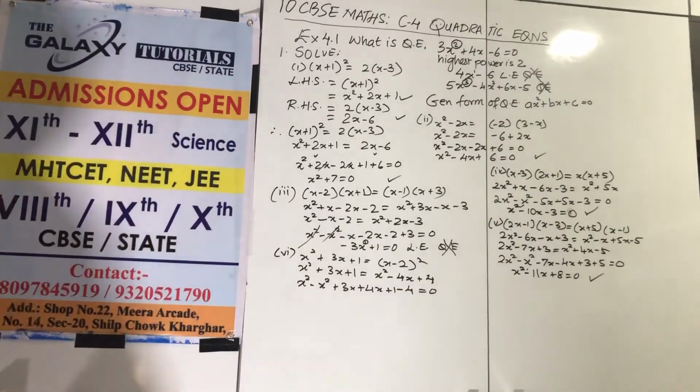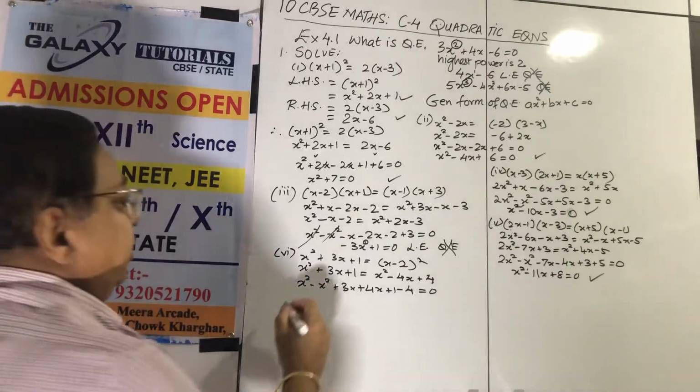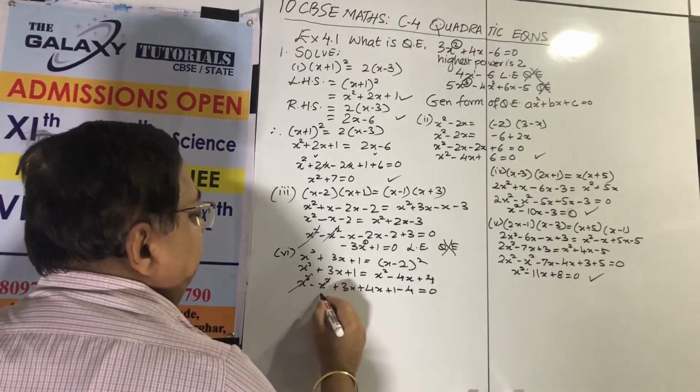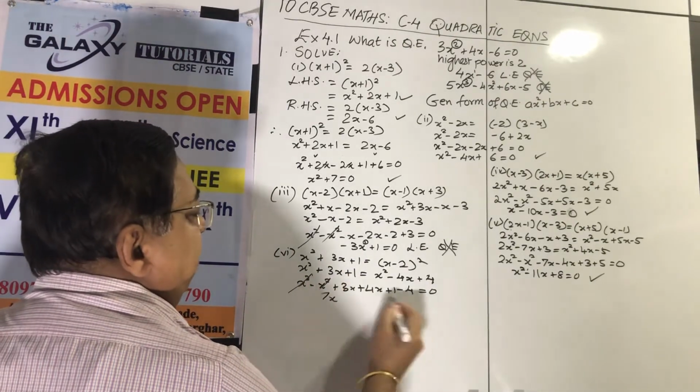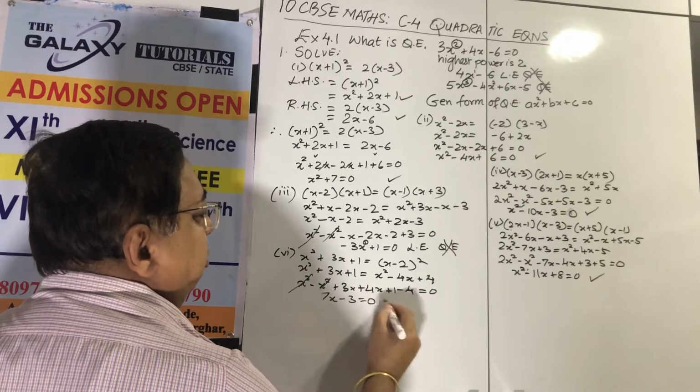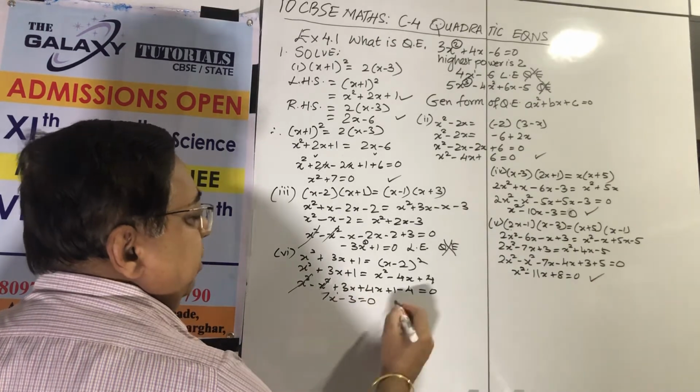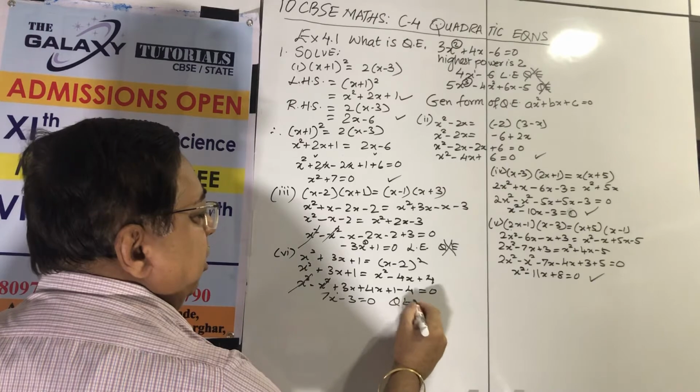All terms on one side. Now this and this will cancel, my friends. I will have 7x minus 3 is 0. This is, as you see, power is 1. Therefore, not a quadratic equation.